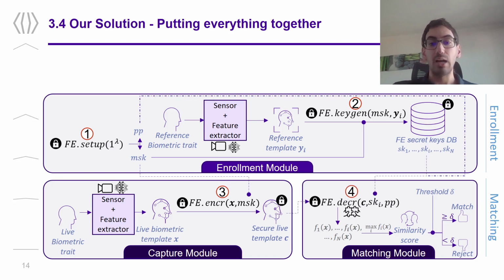This ciphertext, alongside the entire database of secret keys and the public parameters, will be sent to the matching module, so the matching module can perform a record-wise decryption of C with each of the secret keys, obtaining n total values. These values are already in clear text, and the matching module will take the plain text maximum of these values to obtain the final similarity score. The similarity score then is compared with a given threshold to decide if it's a match or a rejection.